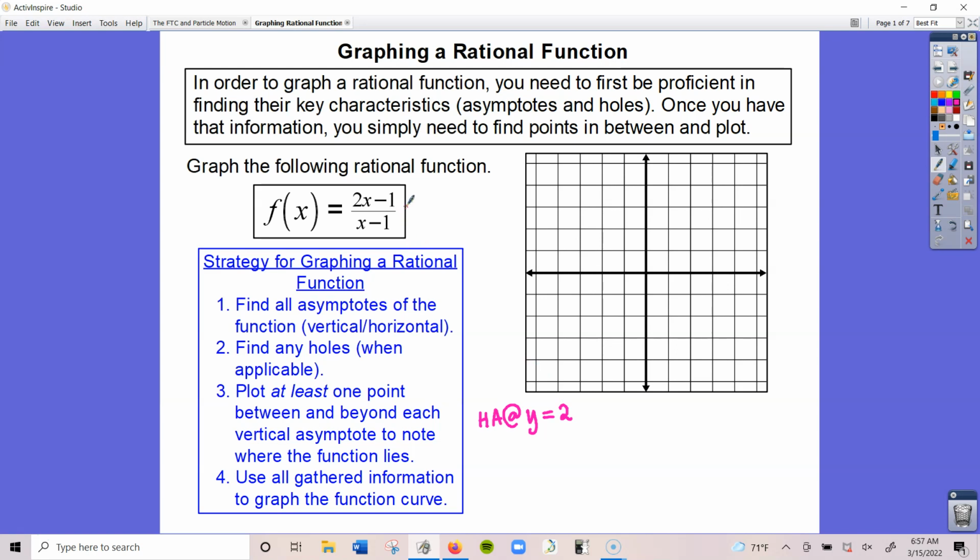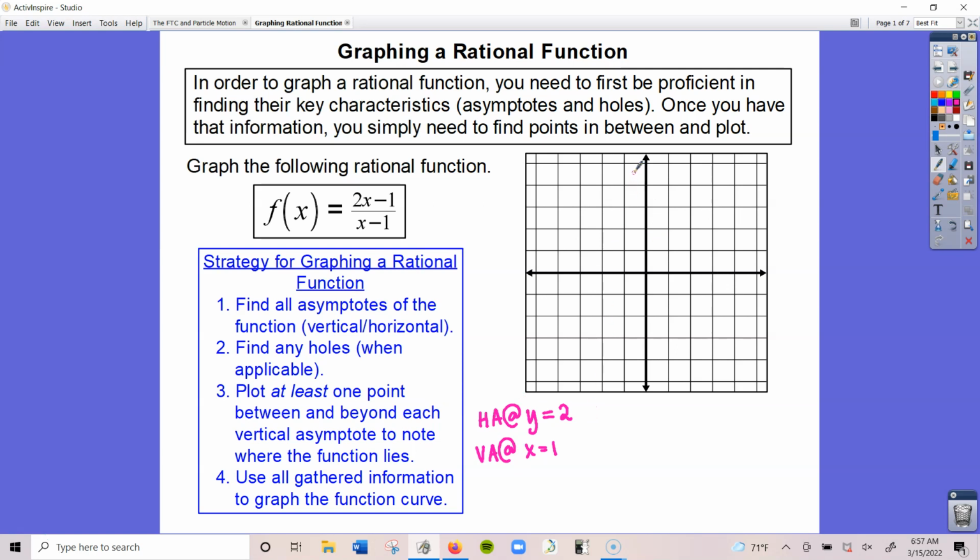Next, we would have to factor in order to find the vertical asymptotes. Since this particular function cannot be factored, I can look at my denominator, and I have a vertical asymptote at x is equal to 1, since that's what would make this denominator equal to 0. I'm going to go ahead and already put that on my graph.